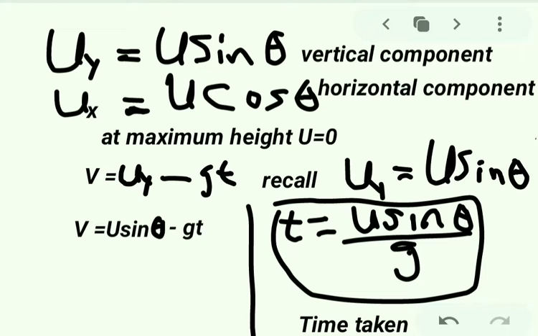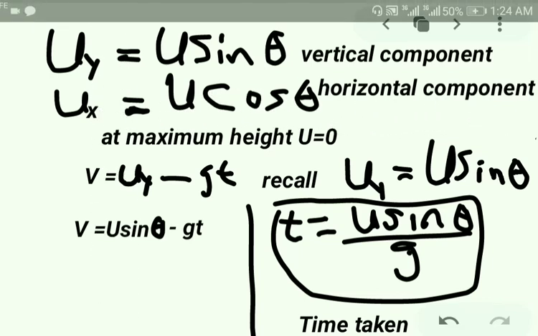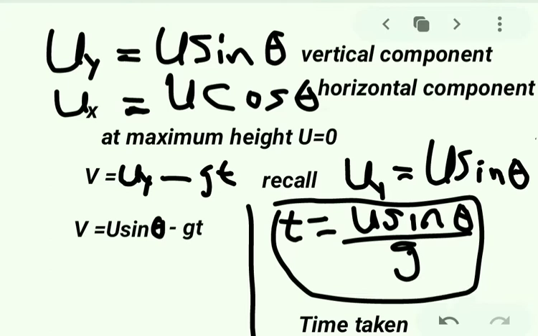Now, like we said, the projectile motion has two independent motions. Number one is the vertical component, and the other one is the horizontal component. The vertical component is u sine theta, while the horizontal component is u cos theta.